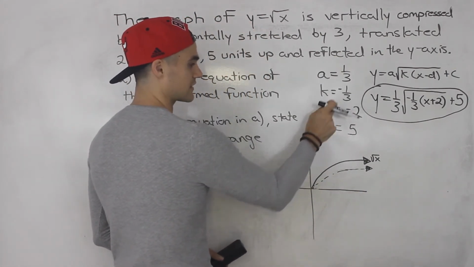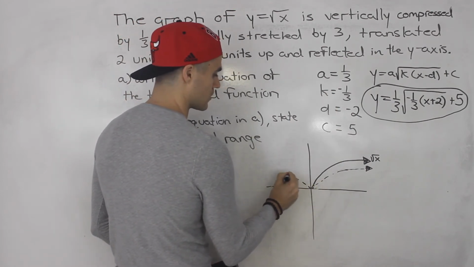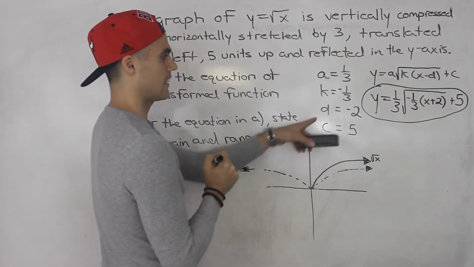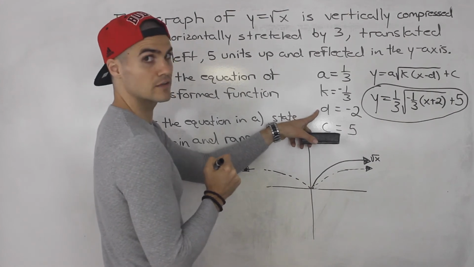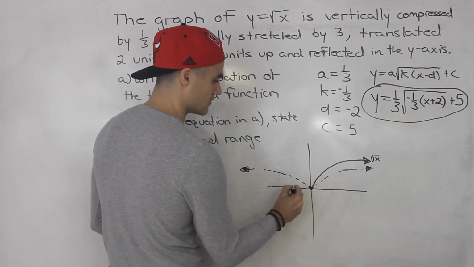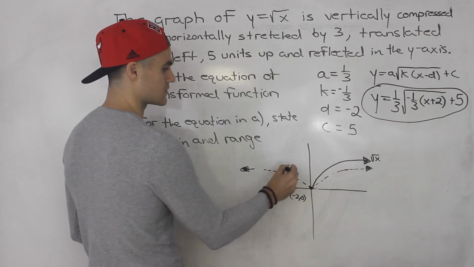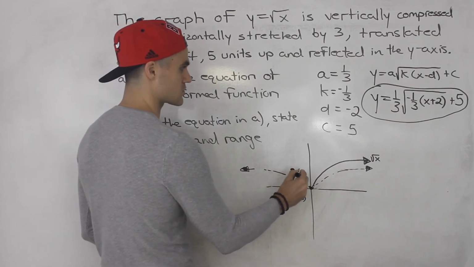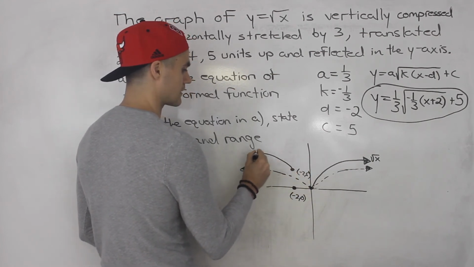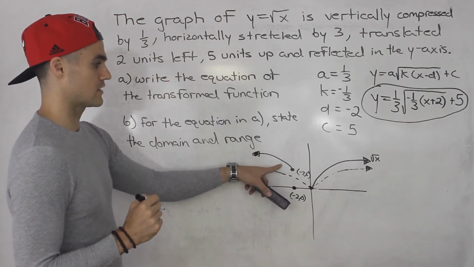And then notice that this is also reflected in the y-axis because the K value is negative. So that would go here, like that. And then it moves 2 units to the left because the D value is -2. So that means this vertex here at 0 and 0 is going to be here now at -2 and 0, and then it's also moving 5 up, so that would be up here. So the vertex would be at -2 and +5. So that would be like that. So roughly, that's how the transformed graph is going to look.